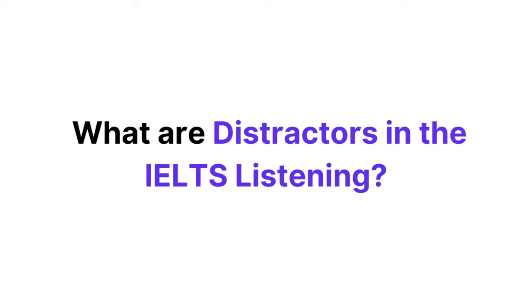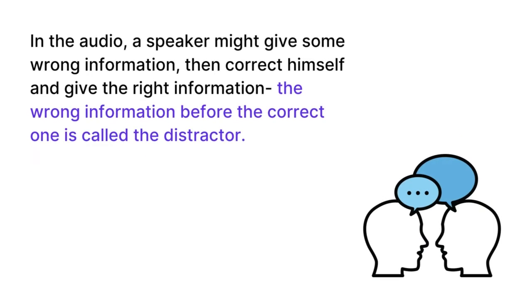So what exactly are distractors in the IELTS listening exam? In the audio, a speaker might give some wrong information, then correct themselves and give the right information. The wrong information before the correct one is called the distractor. It's really easy to get distracted by the information you hear the first time, thinking that it's the correct answer, and many IELTS candidates get caught here.